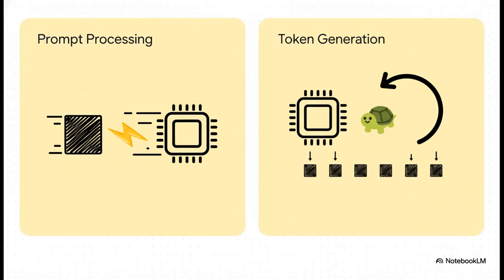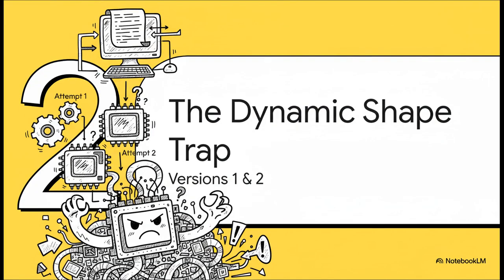And it's so important to understand these 2 different phases. The initial prompt processing, that's usually pretty quick. But the token generation, that step-by-step process, that is what a user actually perceives as speed. If your generation is slow, the model feels slow. So this whole optimization journey is laser-focused on making that token generation phase fly. Okay, let's get into the code.